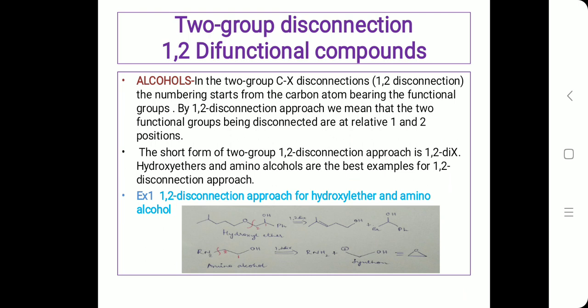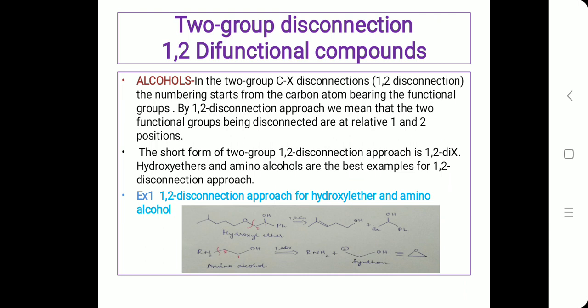group. By 1,2 disconnection approach, we mean that the two functional groups being disconnected are at relative 1 and 2 positions. The short form of two group 1,2 disconnection approach is 1,2 diX. Some examples are hydroxy ethers and amino alcohol. So let us study their examples.